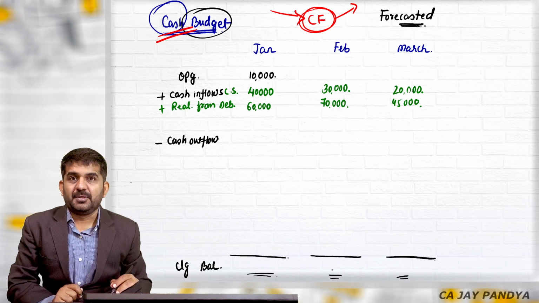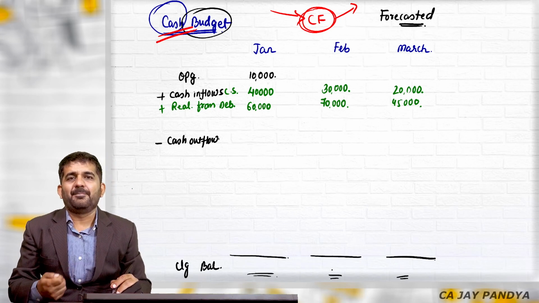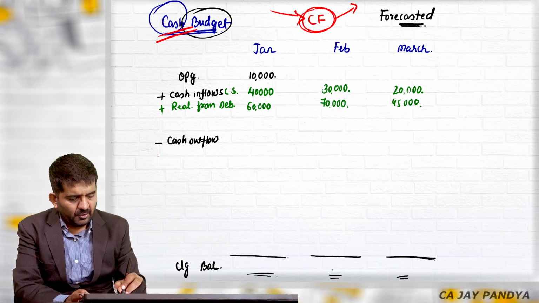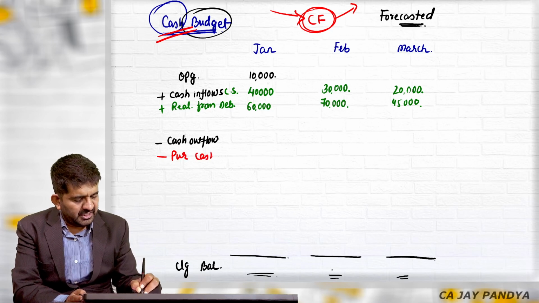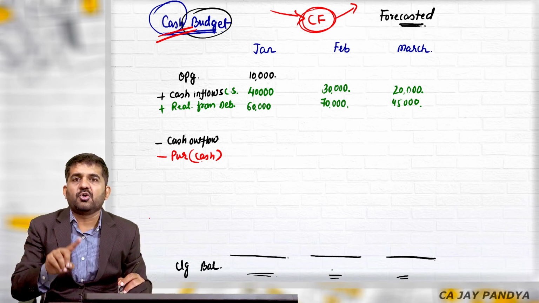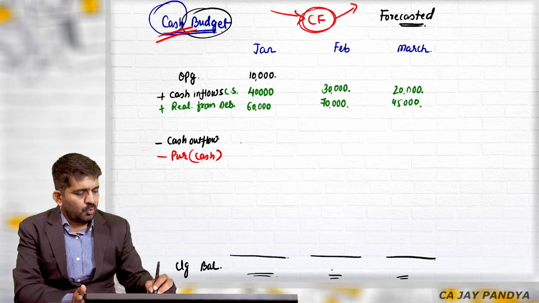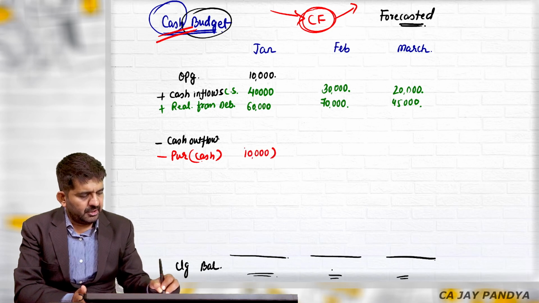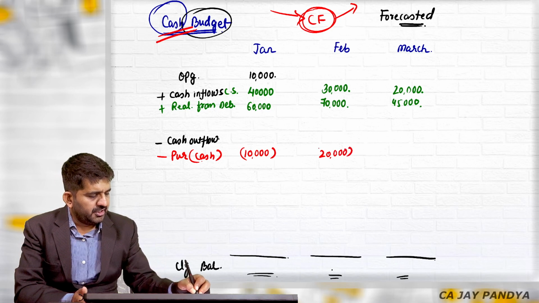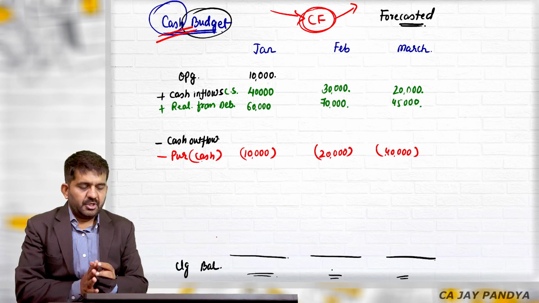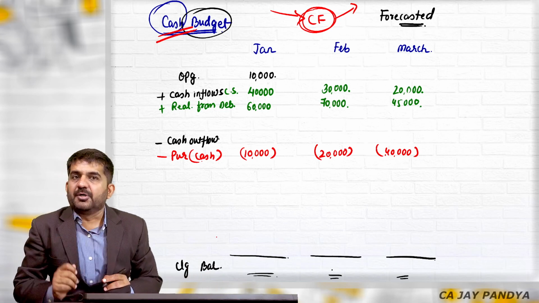Cash outflows. So please try to understand. The same thing will happen for purchases. And let me assume, to make it easy right now, my purchases are only cash purchases. Sir, if they are credit purchases, then the same logic of sales can be used. So what are purchases? Cash purchase in Jan is 10,000, 20,000 in Feb, and 40,000 in March. They all are cash purchases. There are no credit purchases.